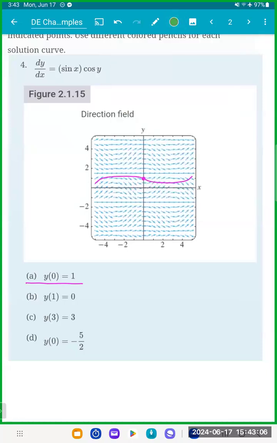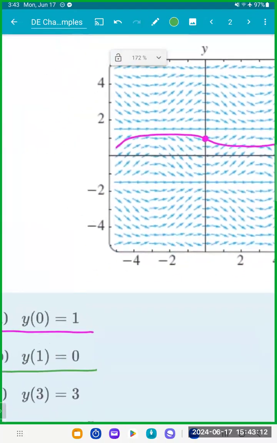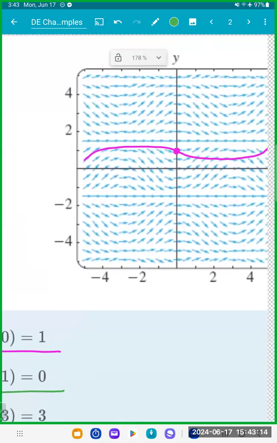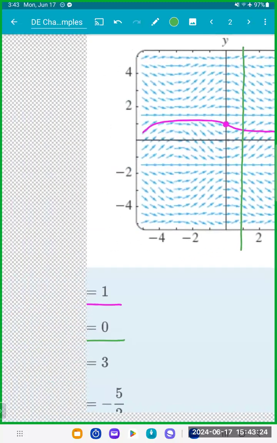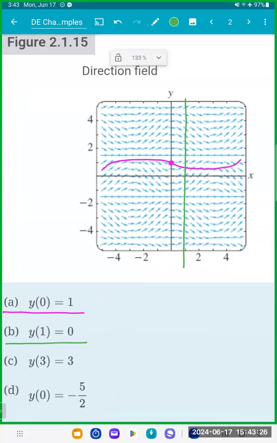So let's get another color for when y of 1 equals 0. That tells me that my x is equal to 1. So that occurs roughly right here. And when that happens, we're looking at a y equal to 0. So that is right here. So that intersecting point is this dot here. So we can look at that.